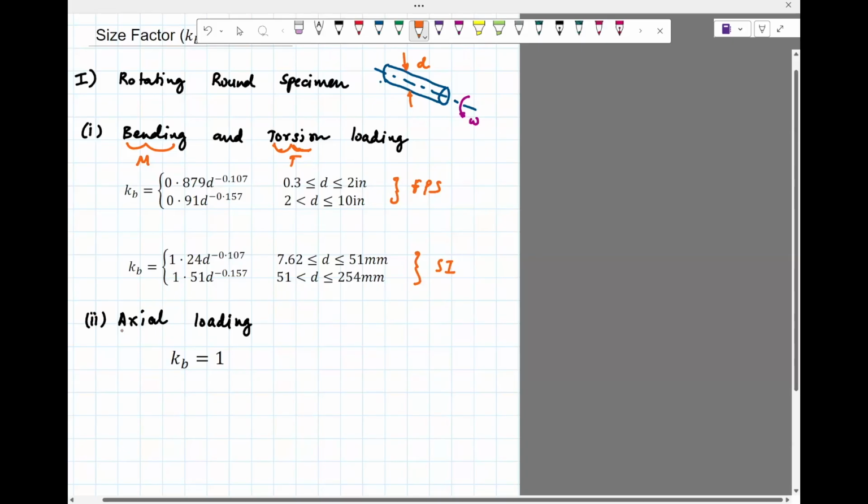However, if the loading is axial, I'll use P. Axial loading is just stretching or compression in the axial direction, and then you just use KB equals 1. What it's saying is that in axial loading, the size factor doesn't really matter. But if it is bending or torsion, then KB is less than 1, which means it's going to affect your endurance limit. It's going to decrease the endurance limit.